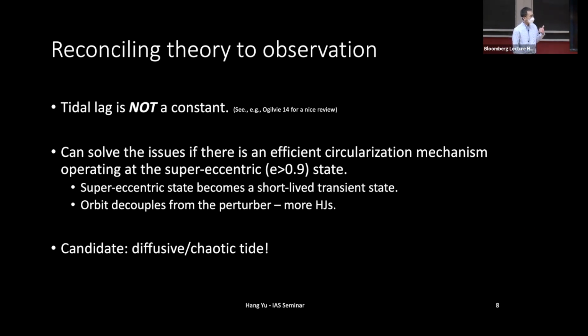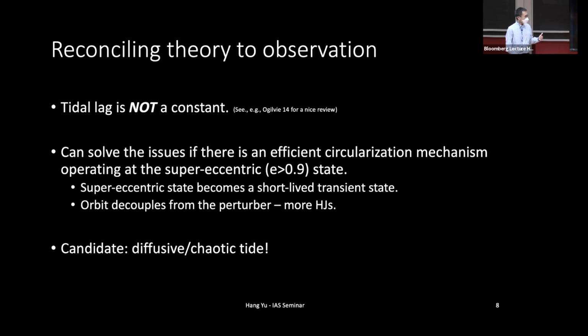So if there exists a tidal circularization mechanism that operates very efficiently at this highly eccentric stage, then it can potentially reconcile many of the tensions I mentioned above. For example, this will make this super-eccentric stage a short-lived transient, and then naturally we are not expected to see those hot Jupiters at this highly eccentric stage.